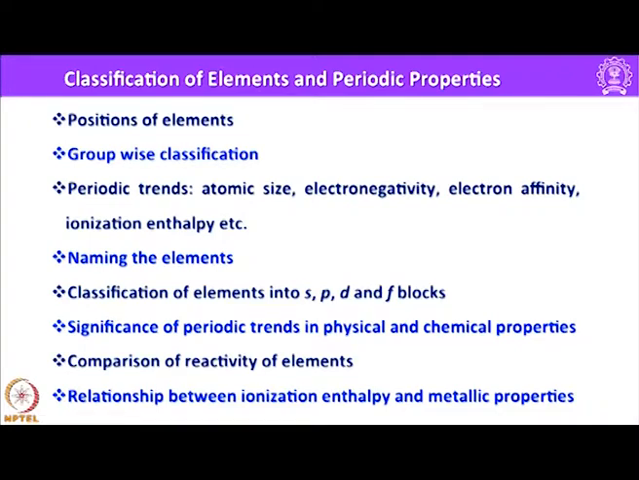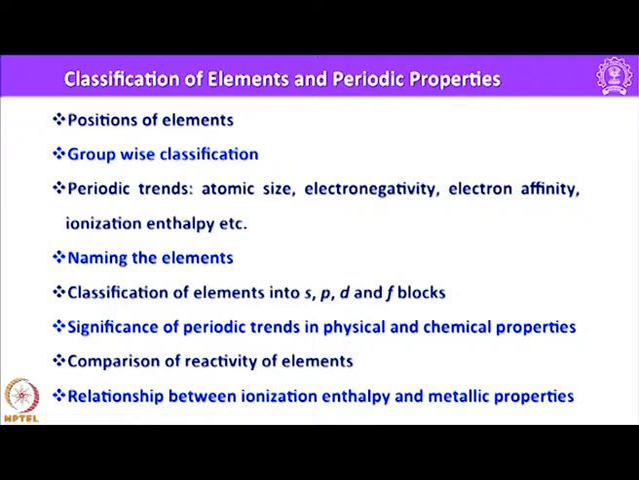When we talk about periodic trends, we should look into the terms such as atomic size, electronegativity, electron affinity and ionization enthalpy, and then let us try to understand how to name the elements. The International Union of Pure and Applied Chemistry has come up with a formula to name the elements that are not known or not listed in the periodic table.